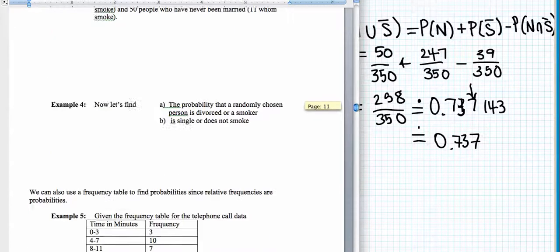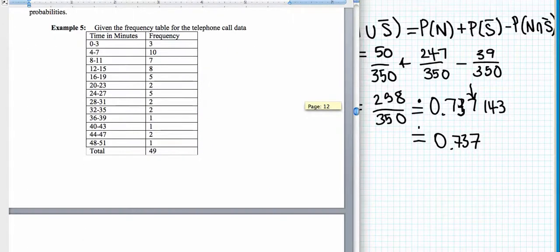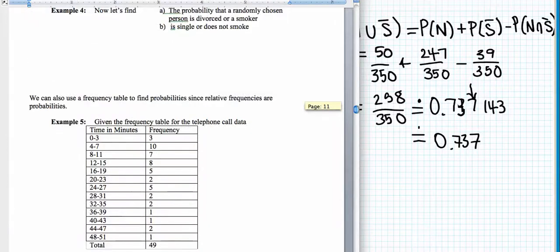Now the next thing I want to show us is a relative frequency table or a frequency table and how we can find probabilities based upon that. So what I have here is a frequency table that describes telephone call data and the number of minutes. Now remember, in our frequency tables each of the classes are mutually exclusive. So if I have telephone call data being given in minutes, there are no seconds.